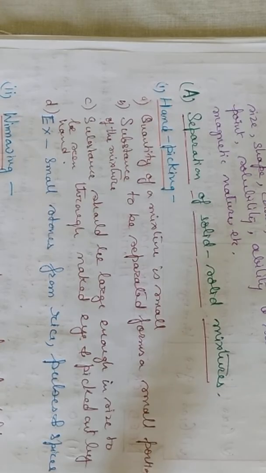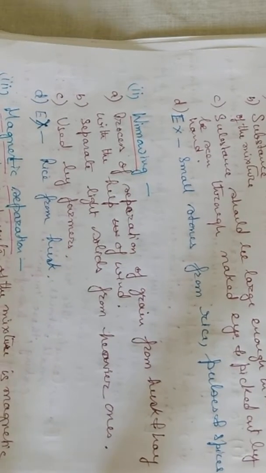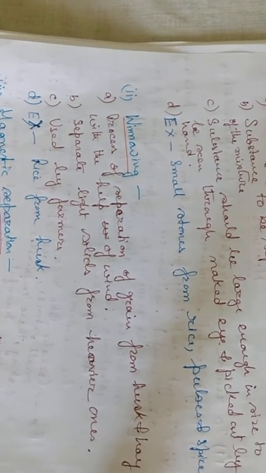So, we take a bowl of rice or pulses or some spices and we pick up the stones from that. The rice quantity is small, the stones being separated are also in small quantity, and they are large enough so that we can see them with our eyes and pick them up by our hand. Okay, so these are the criteria for hand picking.